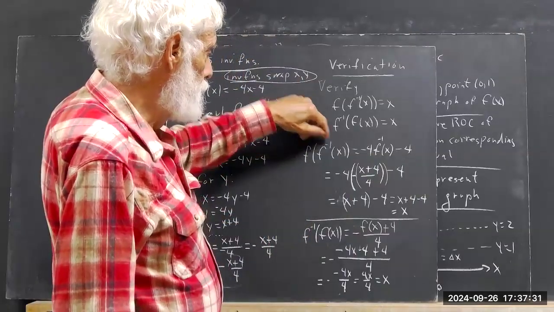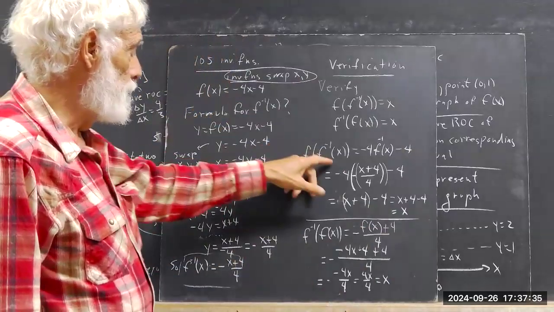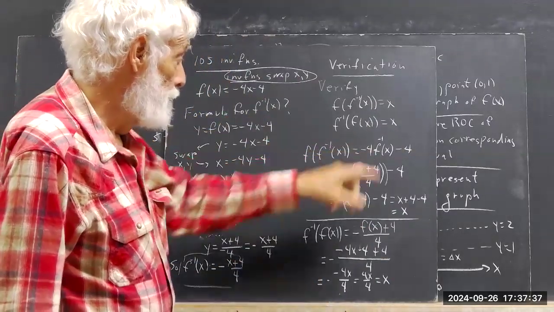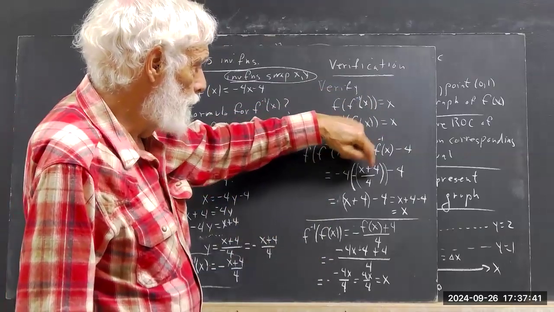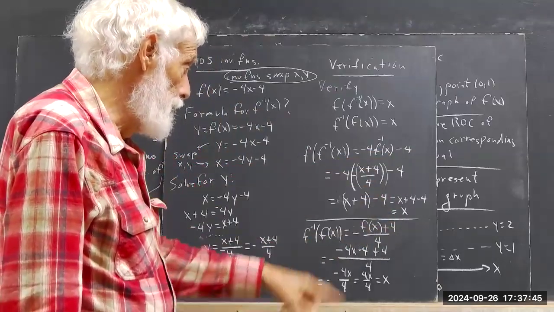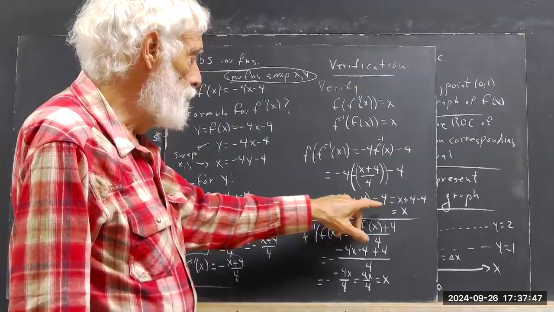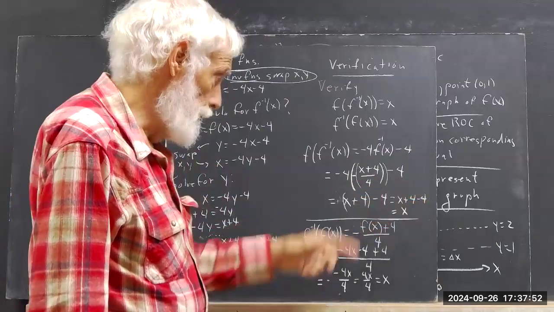f of f inverse of x is negative 4 f inverse of x minus 4, just replacing x with f inverse of x here. And f inverse of x was found to be negative of x plus 4 over 4. So we replace f inverse of x with that. We get x plus 4 minus 4, and that's equal to x plus 4 minus 4 without the parentheses.